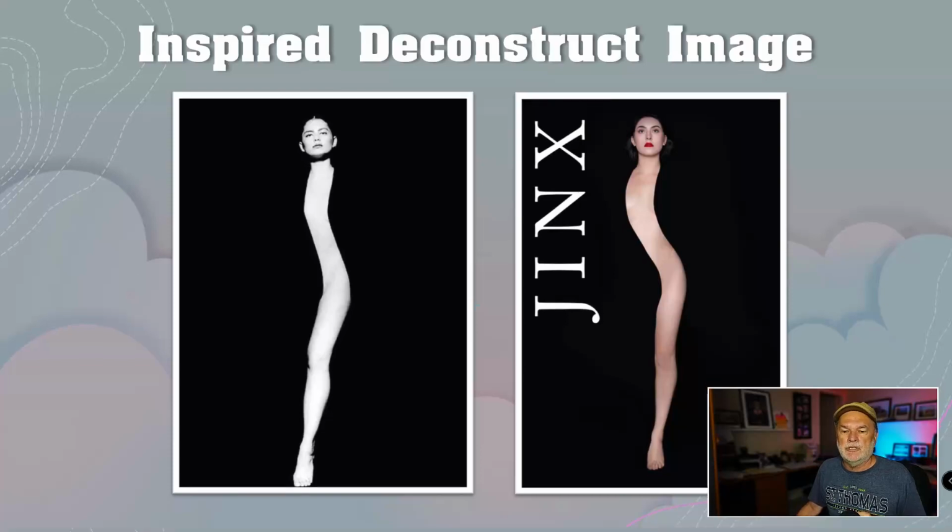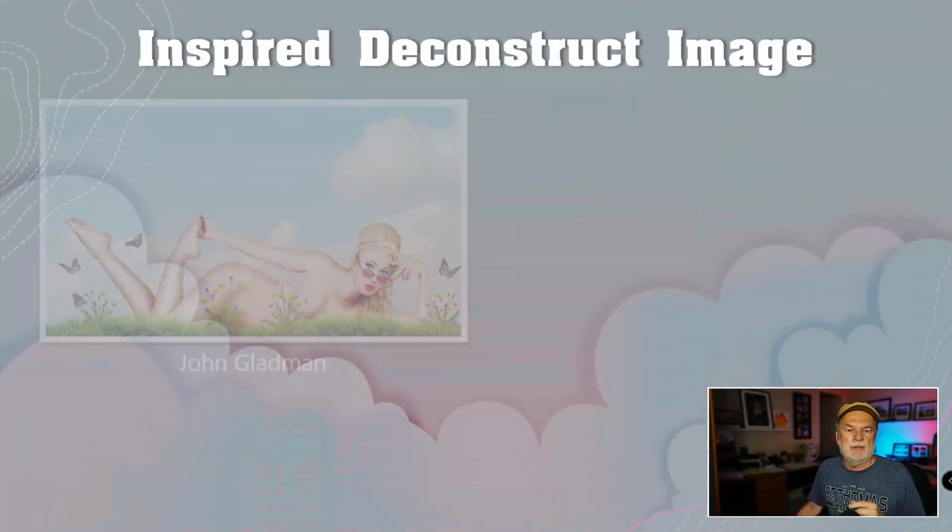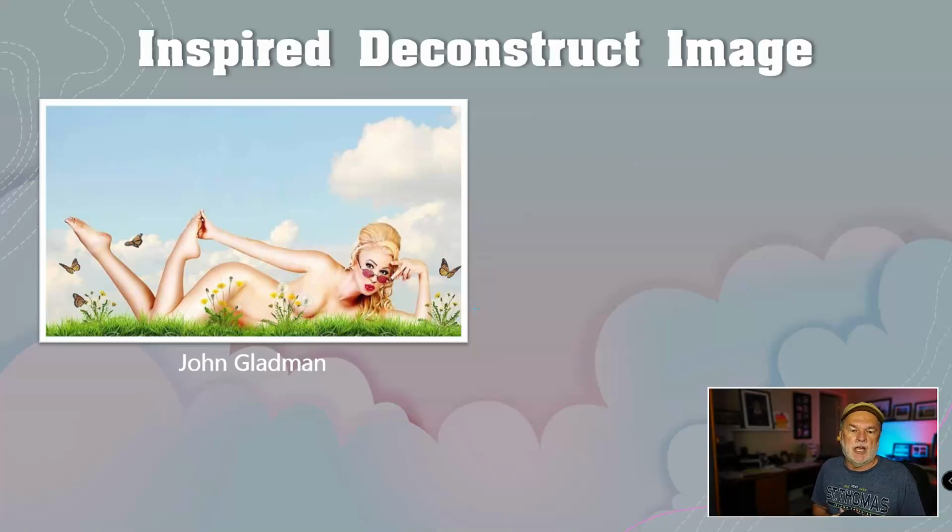The other image came from a person I've been following for quite a few years. His name is John Gladman. The link to his website will be in the show notes for you to take a look at his work. It's not all this fine art nude type stuff or implied nude. A lot of it is shooting kids and objects like race cars and other stuff.